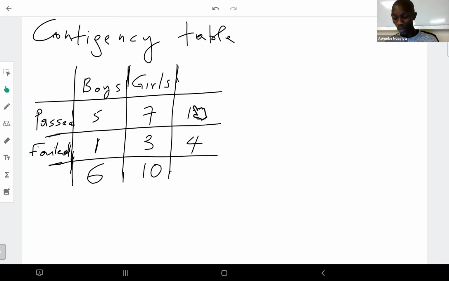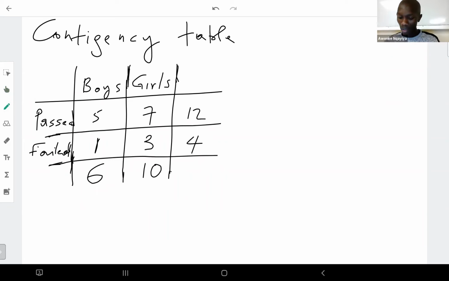Yeah. So if you look at 12 and 4, those numbers are not about the gender. 12 is just about learners that passed. 4 is about learners that failed, not about the gender. 6 is about boys, and 10 is about girls, regardless of whether they passed or not. Then the conditions become, in that 2 by 2 cell, which is 5, 7, 3, and 1. When we talk about a boy that passed, we talk about those 5 learners. If we talk about girls that failed, we talk about those 3 learners.